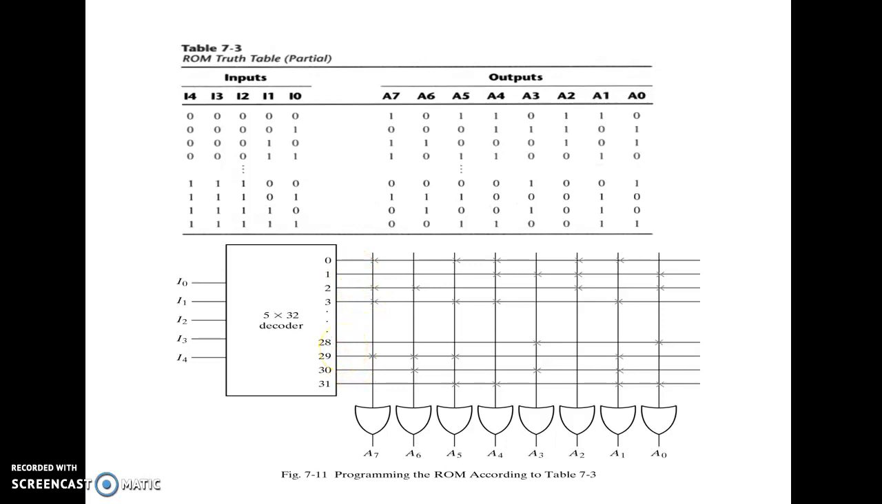Now, if this output is 1, as I said, if there is a cross mark, it is programmed, that means there is a connection. So if this one is given to this particular OR gate, don't bother about these other cross marks, because if one of the inputs of an OR gate is 1, ultimately the output is 1, that is A7 is 1. Why is A7 1? Because for 5 zeros, only this output would be 1. If this one is given to the OR gate, A7 will be 1. That is the truth table realization. So A7 is 1 for 5 zeros.